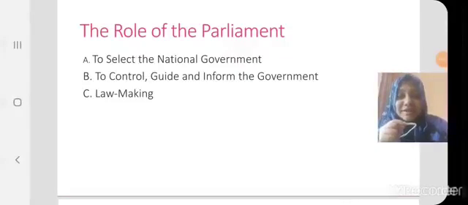Now let us understand, children, about the role of the parliament. Parliament plays a very crucial role. First is to select the national government. Second, to control, guide and inform the government. And third is lawmaking. We will understand each role in detail.